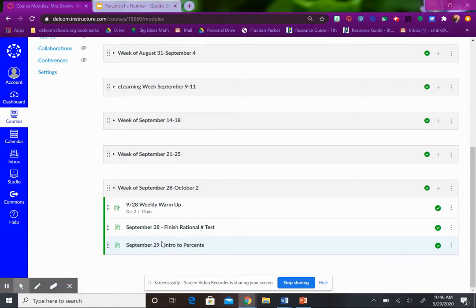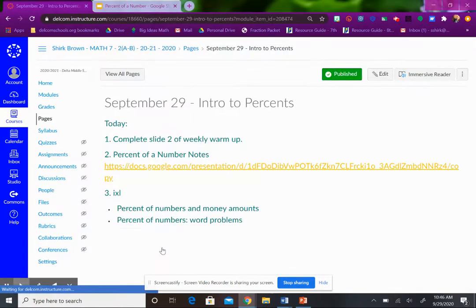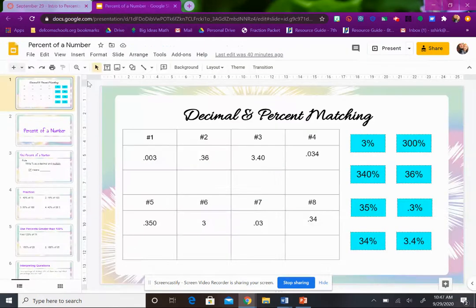If you click on today's module, it'll remind you to complete slide 2 of your weekly warm-up. There are only 4 questions. You're going to make a copy of your percent of number notes, and that'll look like this. I have a quick review of decimals and percents with matching.